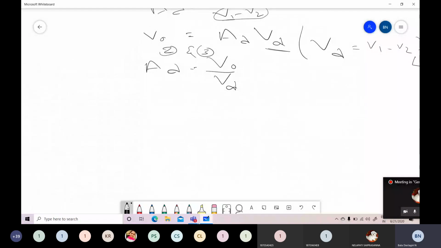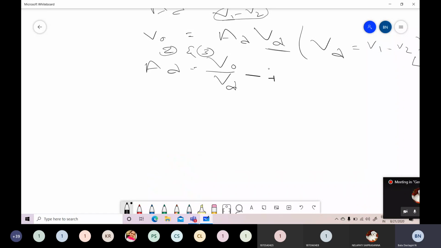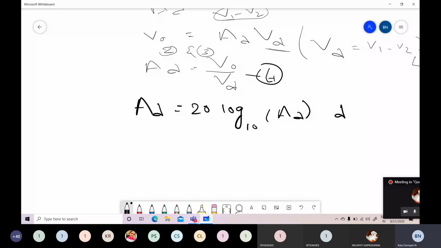This is the differential gain here. Let this equation be equation 4. If you want to write this in terms of decibels, AD in dB is equal to 20 log to the base 10 of AD. That is how you can write it in terms of dB.